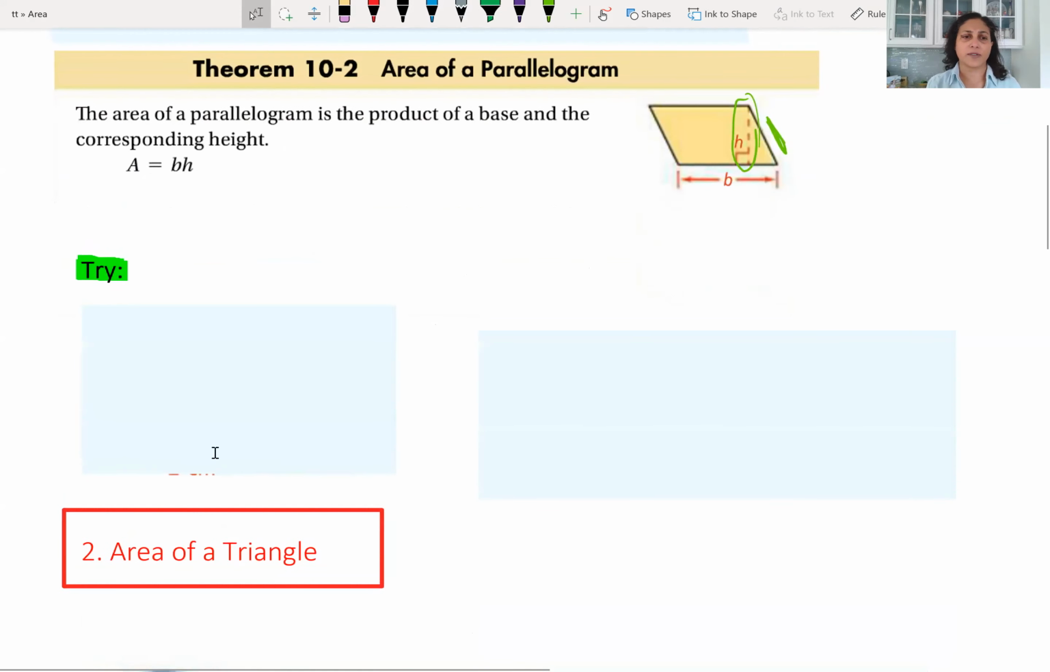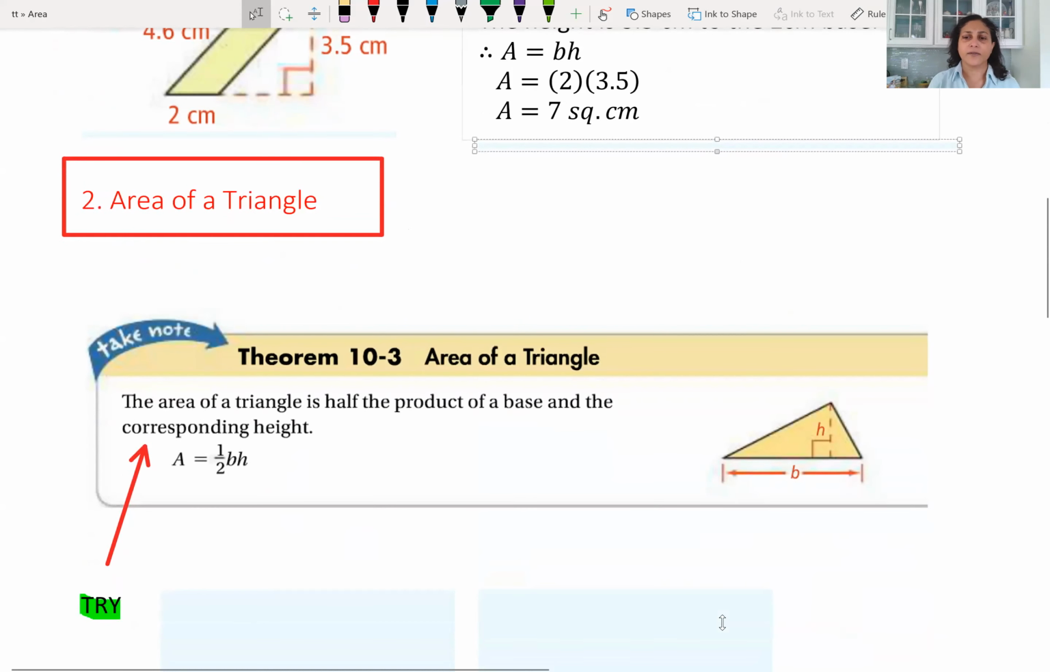So that's pretty straightforward. Then we have the area of a triangle, and the area of the triangle is the base times the height, and remember, the height has to be the perpendicular height, divided by 2. So the one thing to pay attention to is that it says it's half the product of a base and the corresponding height. So you have to make sure you're taking the height from the base and not from any other side, because triangles have different heights based on which direction you're looking at it.